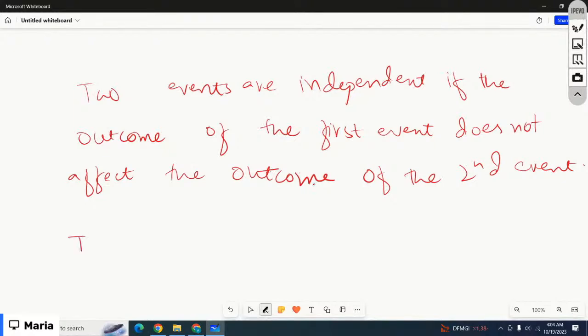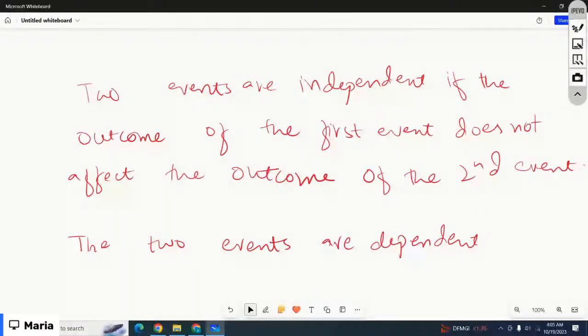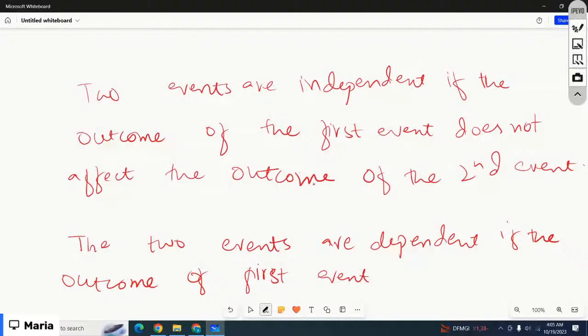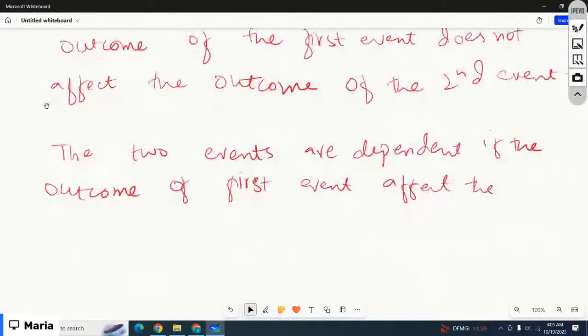And the second one is, two events are dependent if the outcome of the first event affects the outcome of the second event.